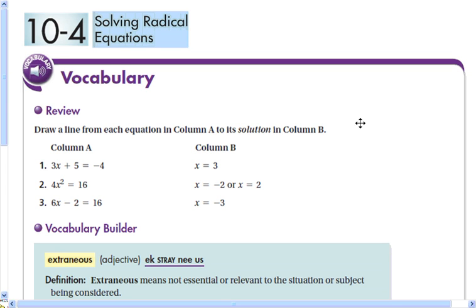Hey students, this is lesson 10.4, solving radical equations. We're going to learn how to solve equations containing radicals and how to identify extraneous solutions. So we're going to draw a line from each of these. Go ahead and pause here if you want and check back with your answers.